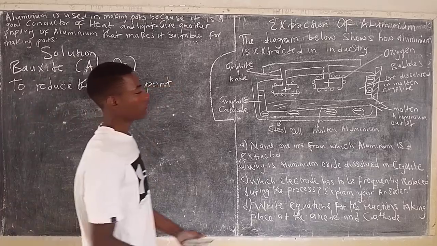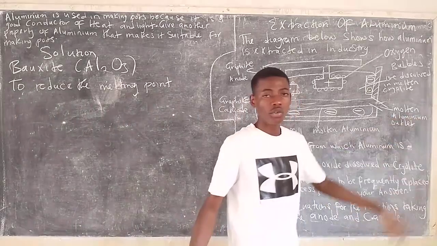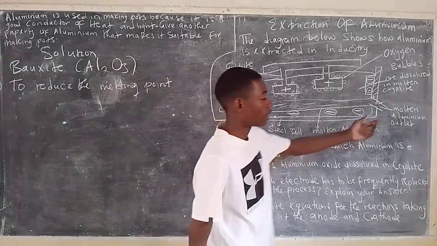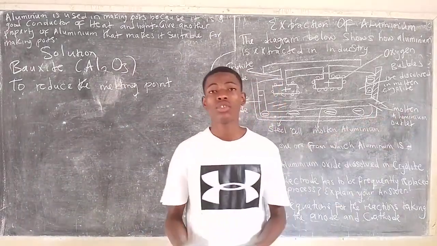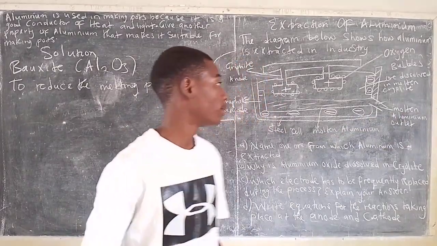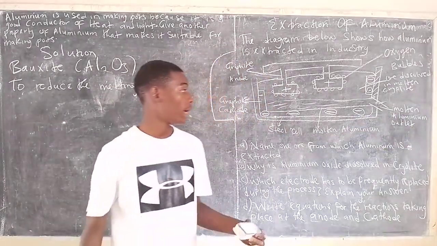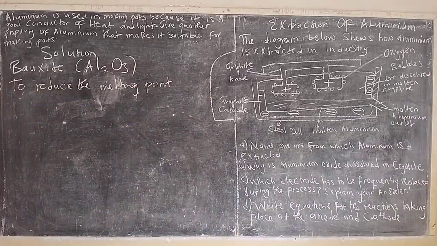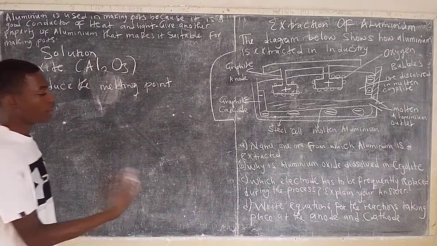As you have seen, here there is what we call molten. So how do we create something that is molten? By applying enough heat so that it can be turned into a liquid. So molten means a liquid that is made as a result of excess heat. So this is done to reduce the melting point of this substance.